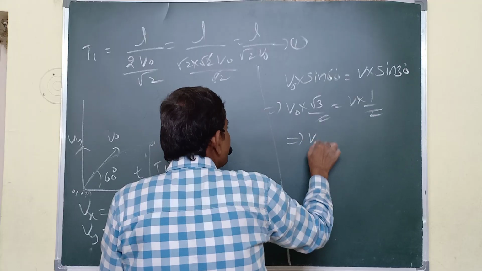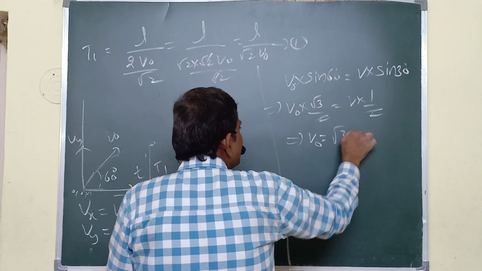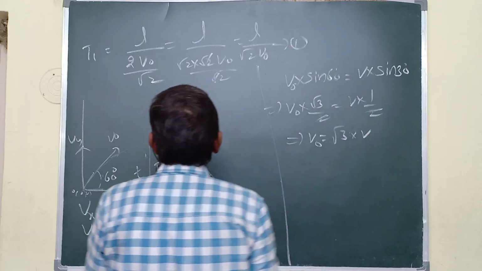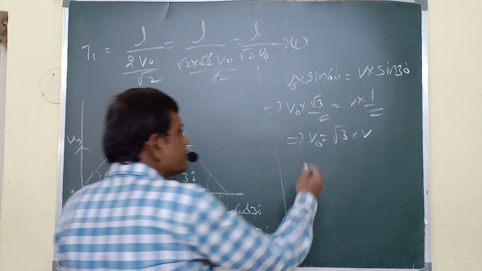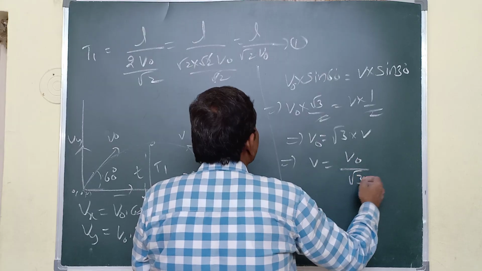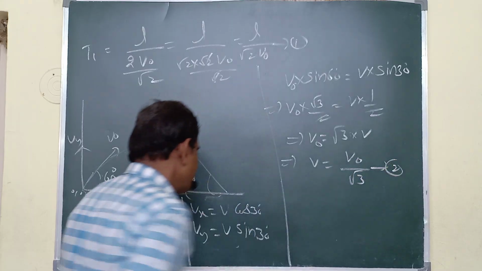Now what is the relation? V naught root 3 equals V. Here I have taken the total into V naught, so this also we take. So what happens? V equals V naught root 3. This you take as the second equation.